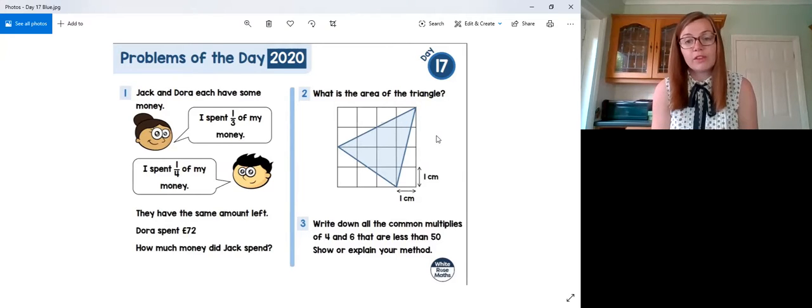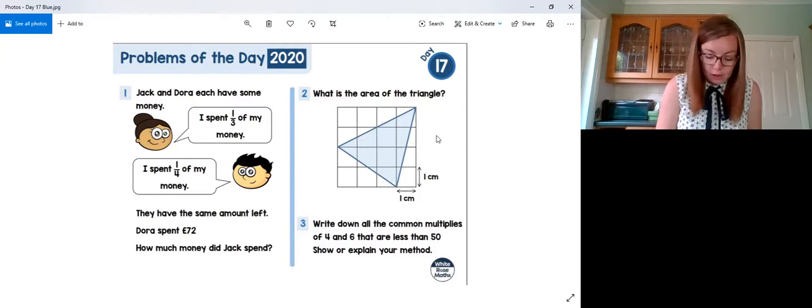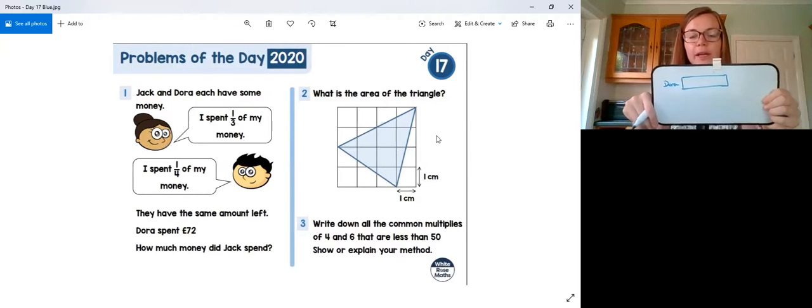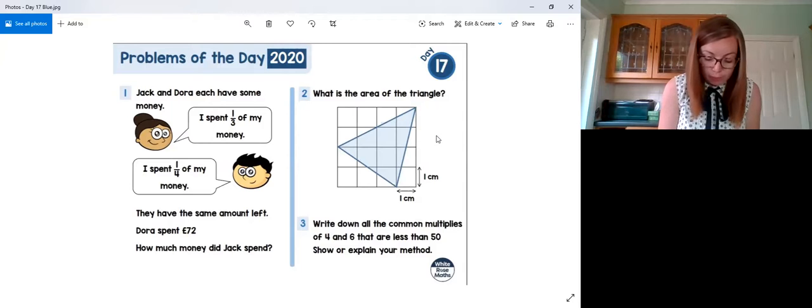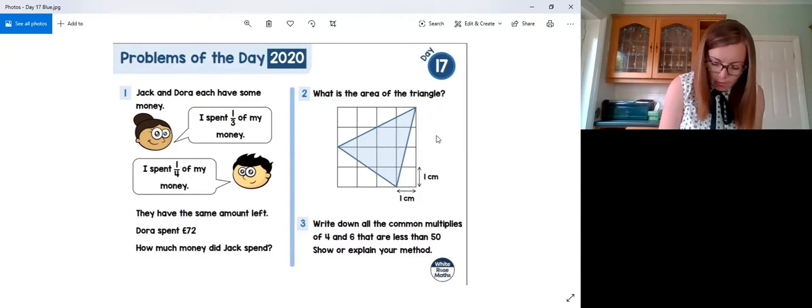So again, we're going to draw this out visually and think about what we can label where. So I'm going to start with Dora's bar again. I'm going to draw out a bar for Dora. And this time, Dora says that she spent 1/3 of her money. So how many equal groups do we need to cut this bar into? That's right, we need to cut it into 3 equal groups. And then we see that she spent 1/3.